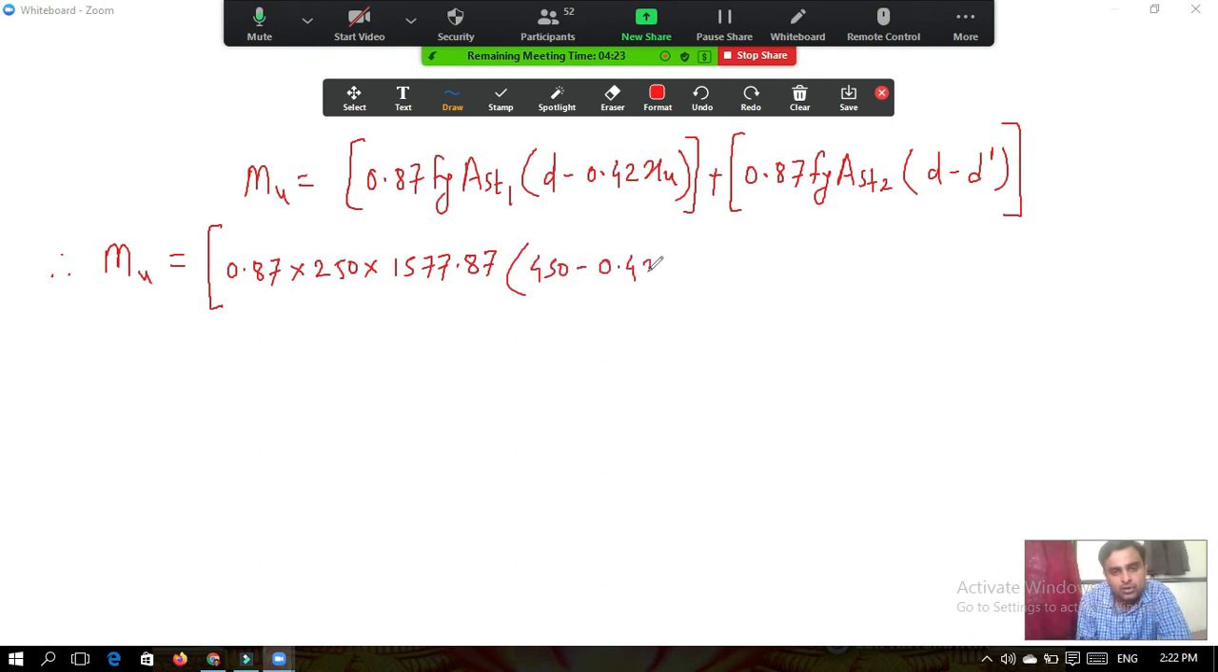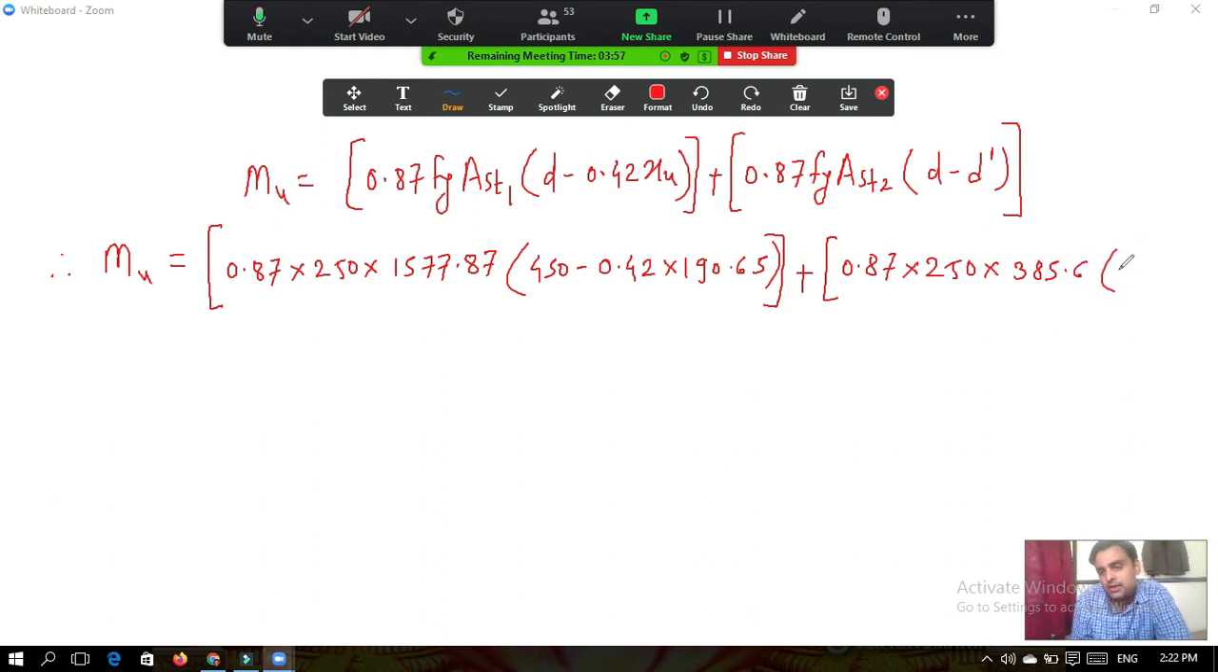So I am writing here all the values. Okay. This is for first bracket plus 0.87 into Fy is 250 into AST2, it is 385 something. Okay. Into D minus D dash. So our D is 450 and D dash is the 50 cover in the compression zone. So if you solve this, you will get the value of MU. Let me know the answer.